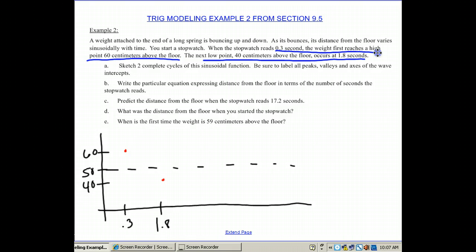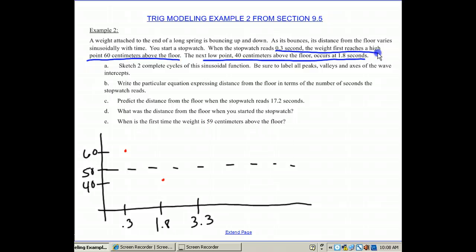Now, if we look at the distance between our high and our low point on our x-axis, from 0.3 to 1.8, that distance is about 1.5 seconds. So if half of a cycle is 1.5 seconds, my complete cycle is going to be 3 seconds. So if I start at 0.3, I'm going to complete a cycle at 3.3, which is 1.5 seconds from that 1.8 that we have on the graph already.